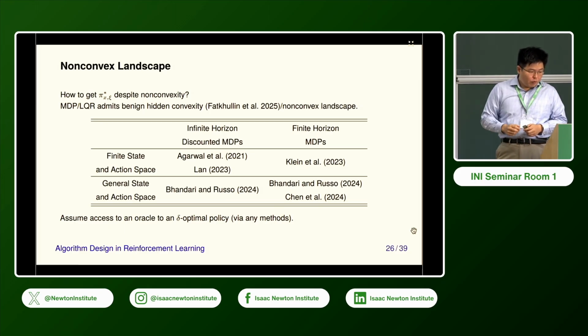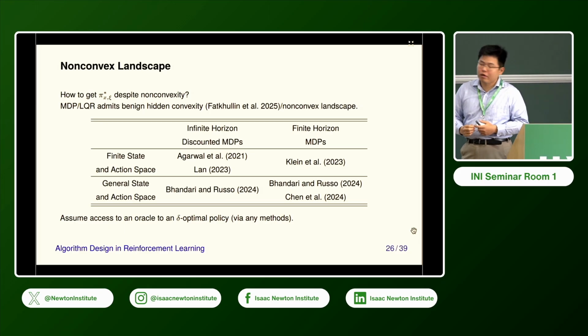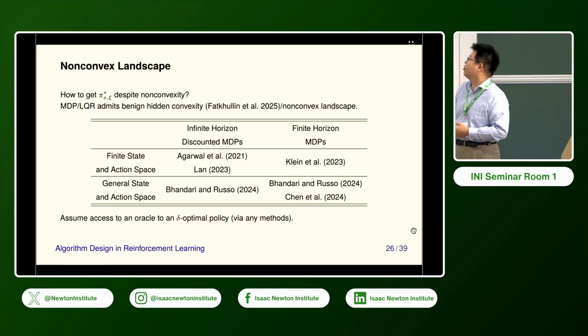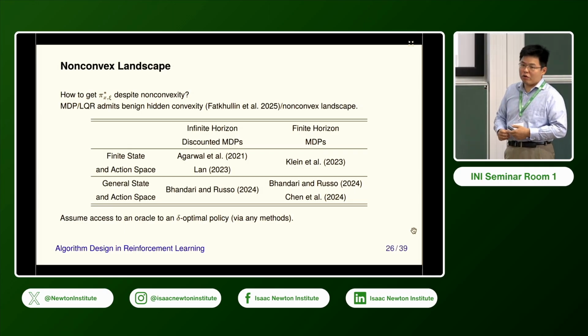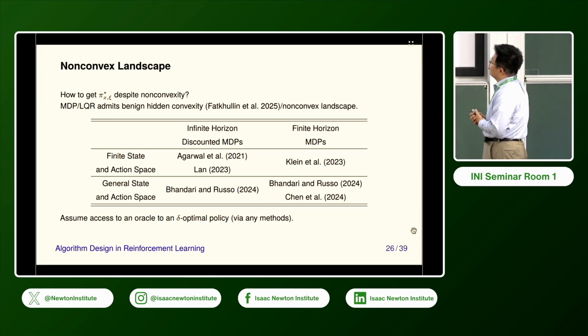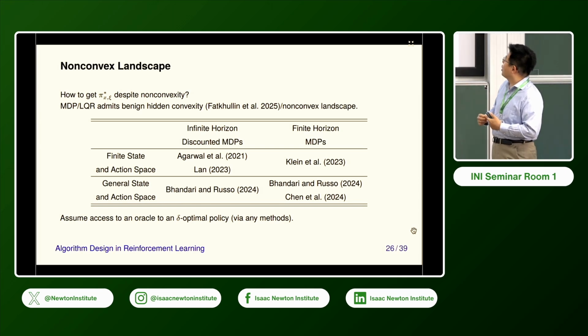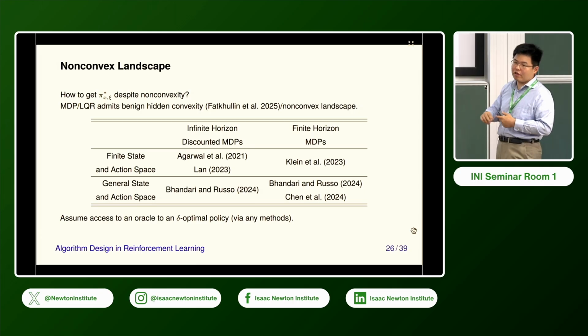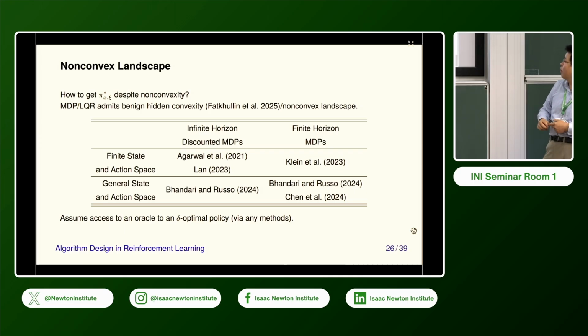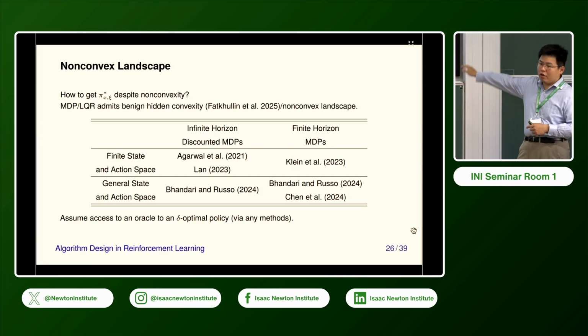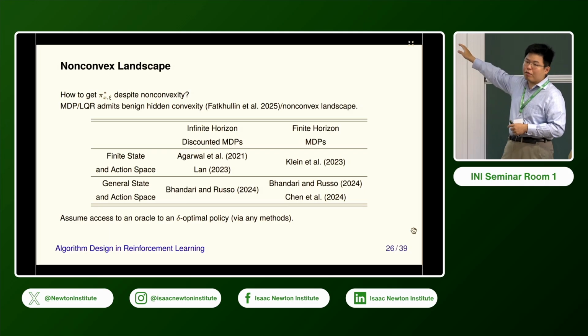What we are demonstrating here is that a lot of the infinite horizon discounted MDP or linear quadratic regulator type of control problems are not that bad. They're not that bad in the sense that they either admit so-called hidden convexity, which basically means there's a transformation to make it into a convex problem, or they admit some kind of benign non-convex landscape. This table summarizes that: in different regimes, finite state, finite action, continuous state, continuous action, infinite horizon or finite horizon MDPs, this type of benign non-convex landscape has been established.